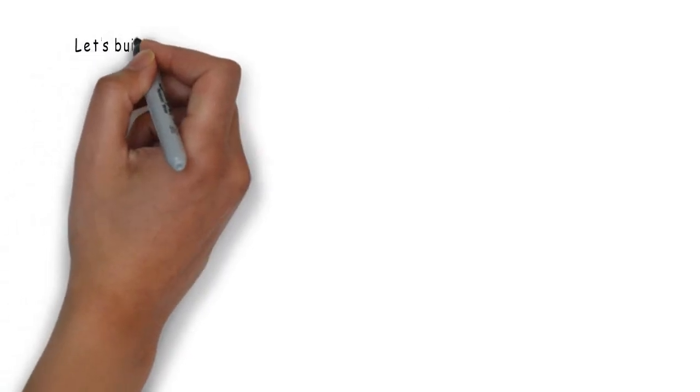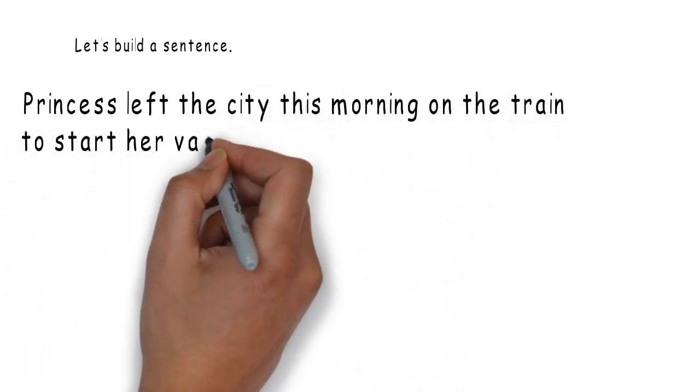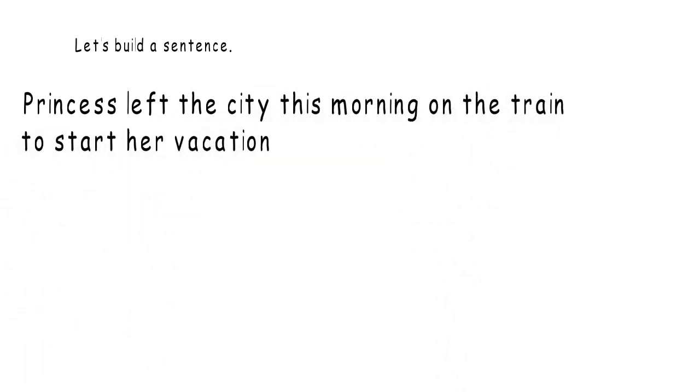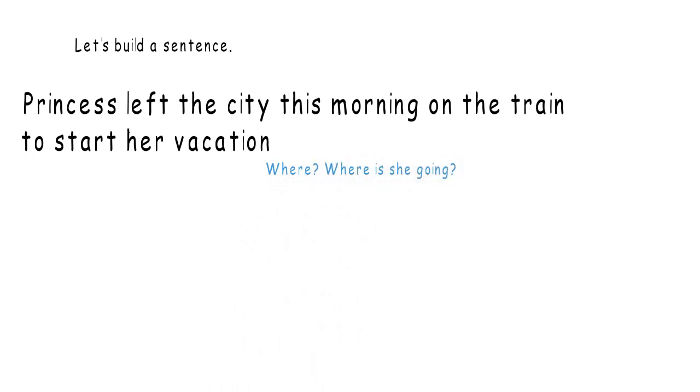Let's build a sentence. Princess left the city this morning on the train to start her vacation. Where? Where is she going? To start her vacation at the beach. Oh, now I'm super jealous.